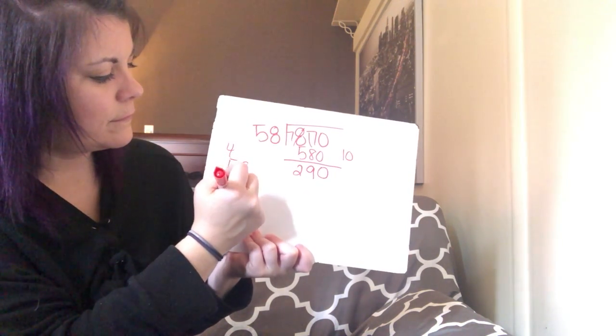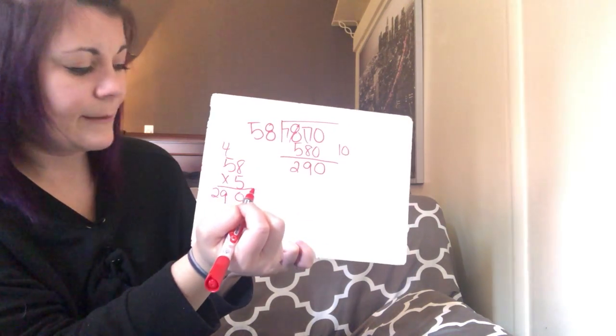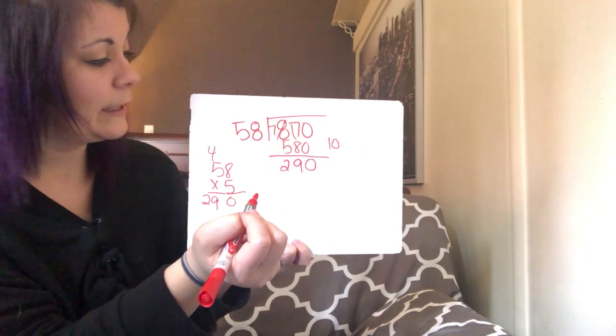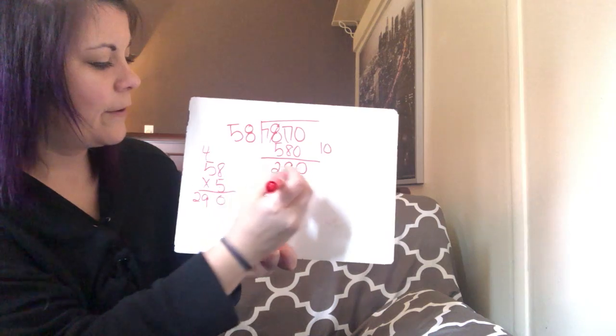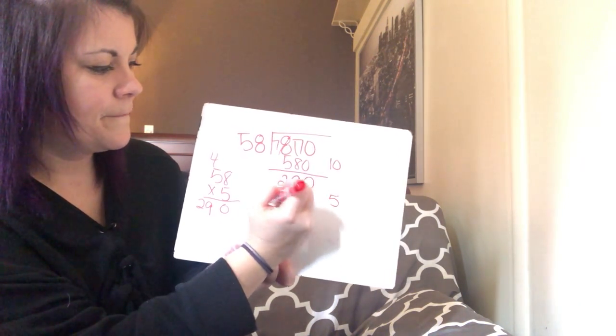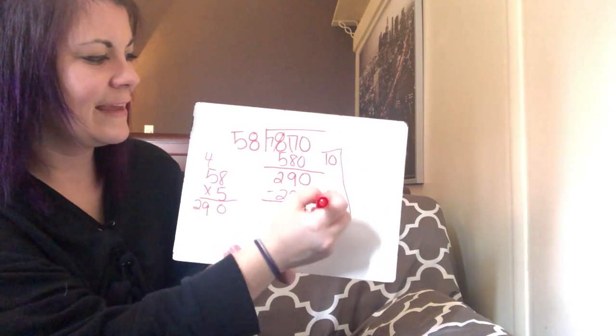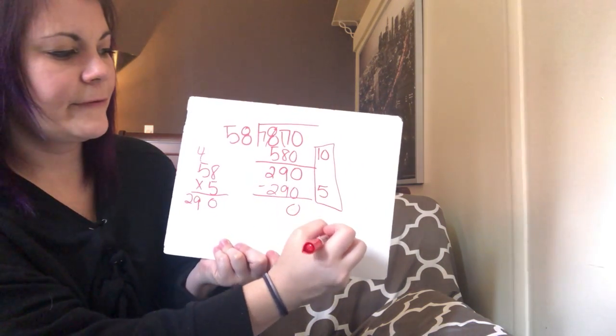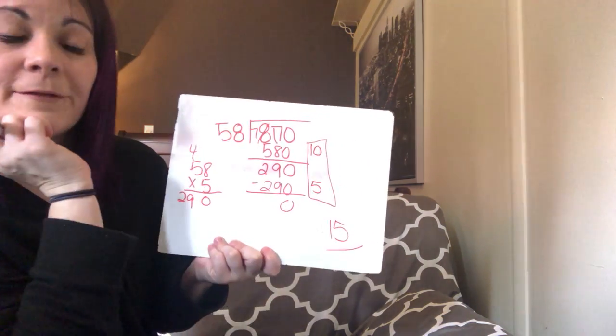Ooh, 58 times 5 is 290. Okay, so we say it goes in 5 times, and that's 290. We have 0. We add these together. 10 plus 5 is 15, so that's my answer, 15.